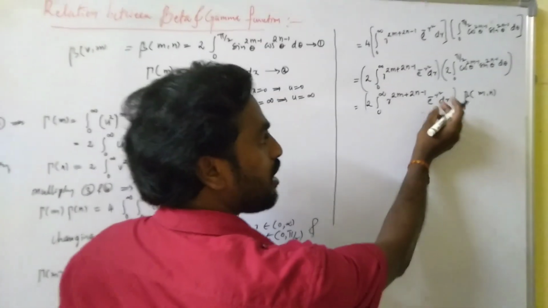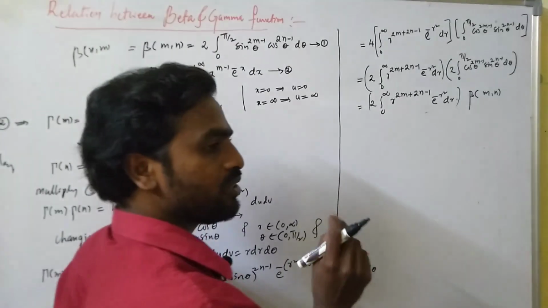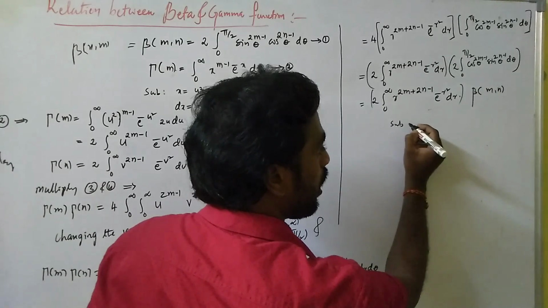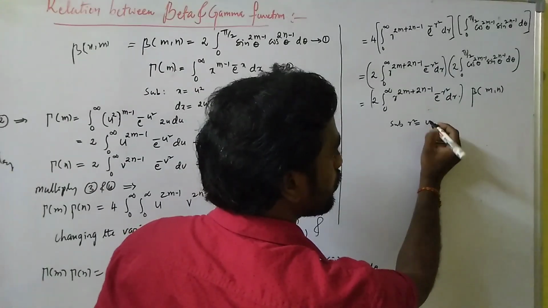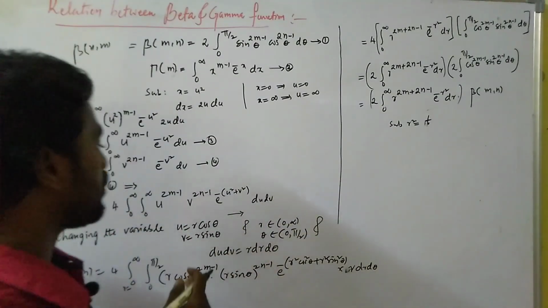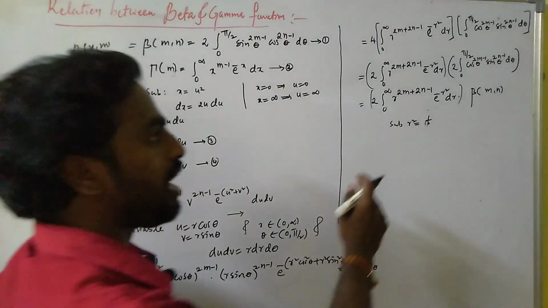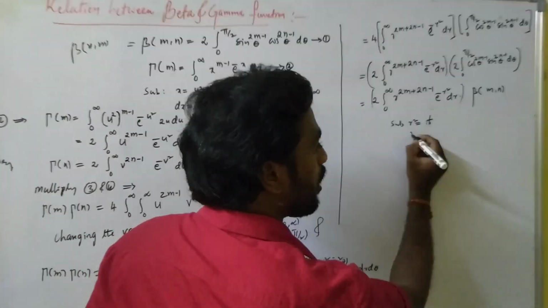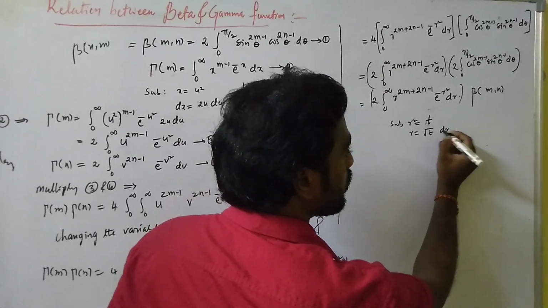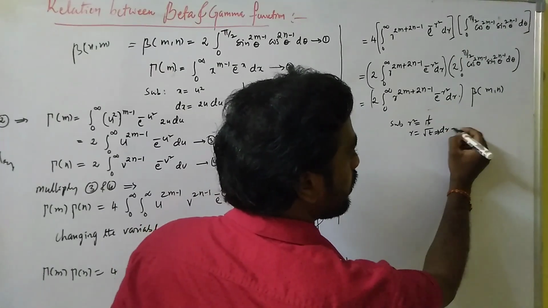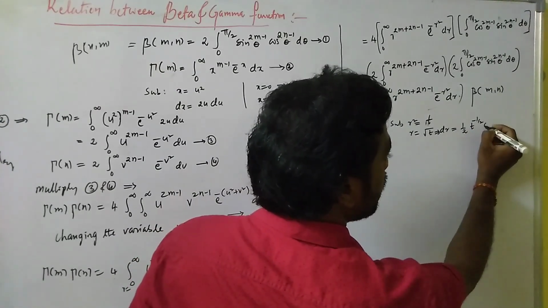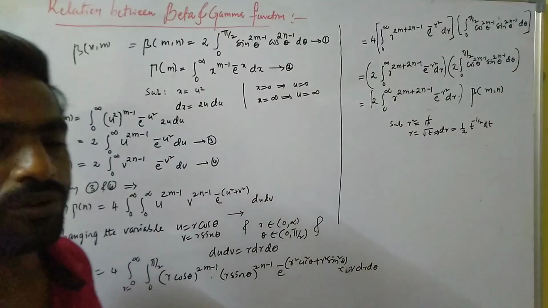First of all, here e to the power of minus r square, I want to take a new variable t. Substitute r square equal to t. So r equals root t, which implies dr equals 1 by 2 into t to the power of minus 1 by 2 dt.